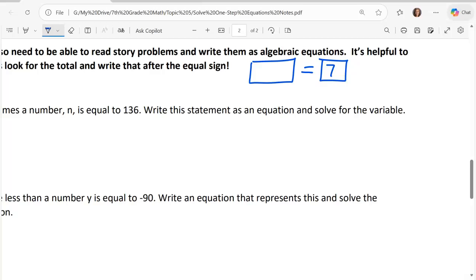And so I think that's also helpful, is to always look for that first. Look for the words that say equals something, or the total is something, or the answer is something, because that number will always go after the equal sign. And then honestly, going back to the original problem and just reading it over and over again until it makes sense.